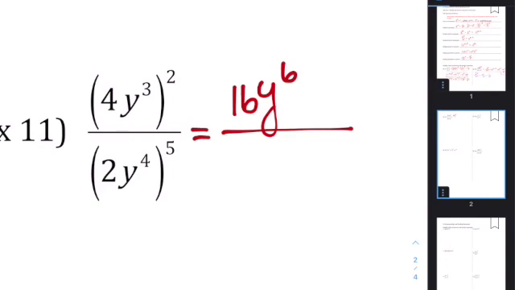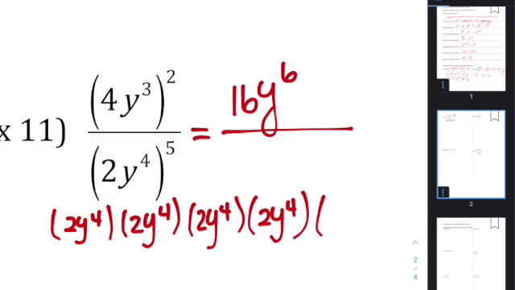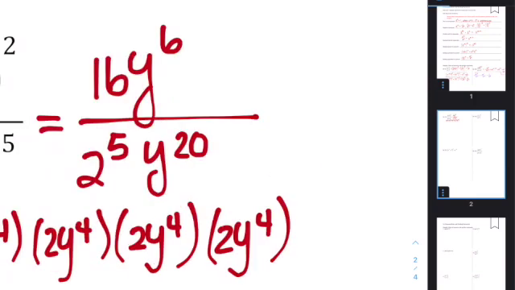The bottom is going to be 2y to the 4th, 5 times. If you do 2y to the 4th 5 times, I'm going to just write it out so you can understand what I'm talking about. 4, 3, 4, 5. So in this case, 2 to the 5th power, y to the 20th power. So y to the 20th power, I'm going to put down right here. And then 2 to the 5th power. Now 2 to the 5th power is really 32.